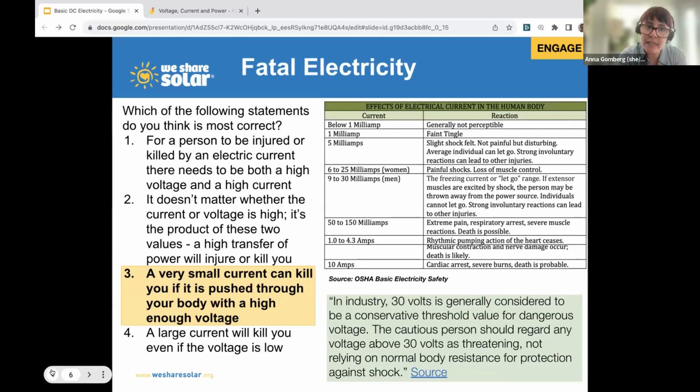So for example, that's why if you're carrying a large solar panel, you don't want to be carrying it with it producing electricity and you holding both ends, because if it's a large enough solar panel and it has a large enough voltage, it could actually cause you some damage.